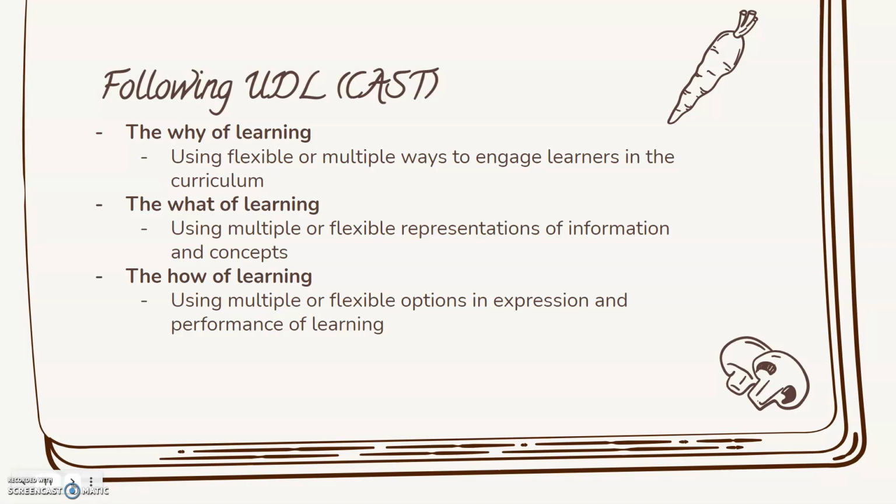Finally, the how of learning follows multiple or flexible options for expression and performance of learning. Short videos, recorded podcasts, or animations are all different ways a student with CP and their peers could show their knowledge and understanding of learning. In food labs, too, this could look like plating foods in different ways to show expression and performance of the skill learned while in lab. For example, if they were learning knife safety skills, maybe plating different cuts of vegetables or fruit on a plate to visually show what they have learned.